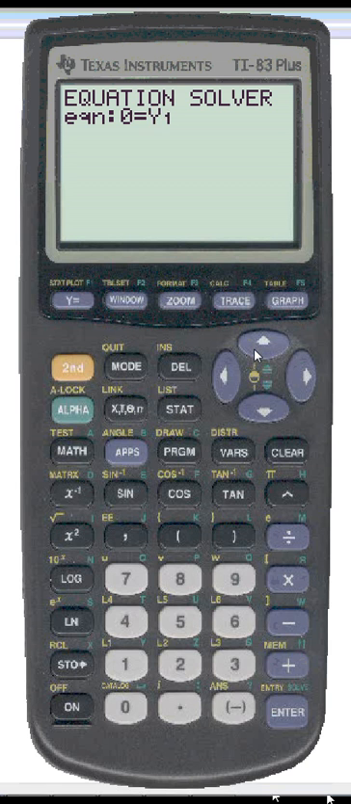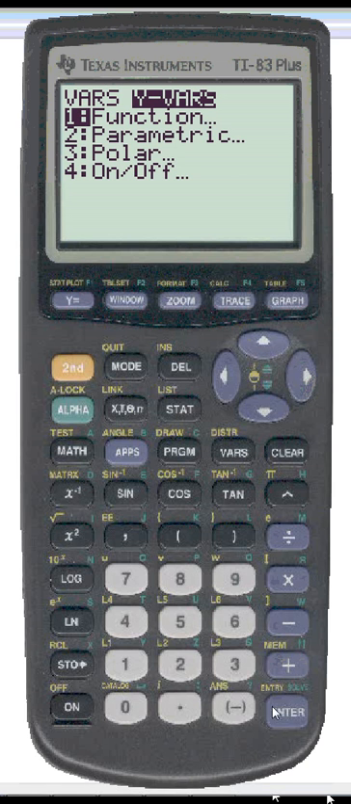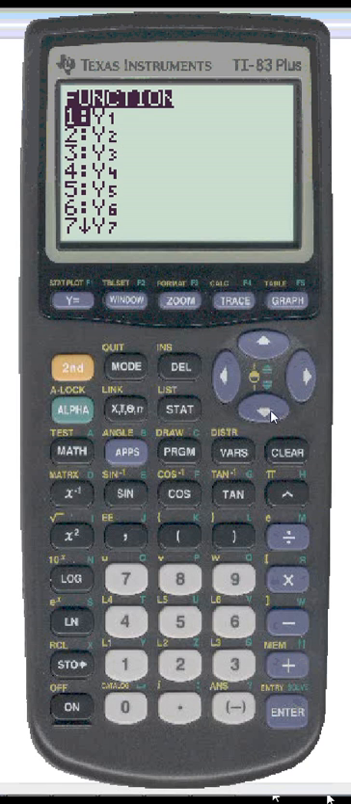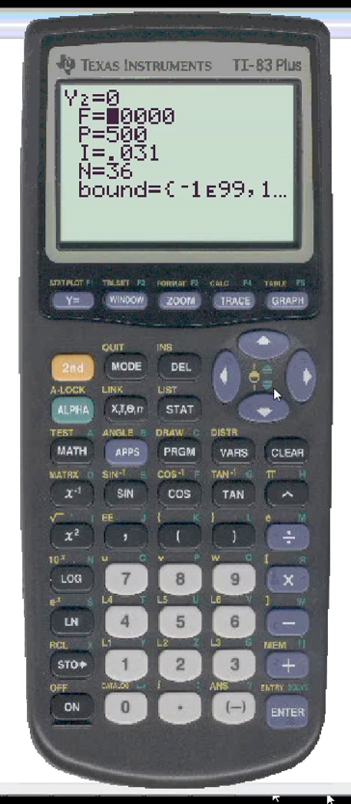My future value equation is in y2, so again, I just do vars over to yvars, select function, and I want to put y2 in there this time. So when I hit enter there, now all of a sudden I've got the variables for F, P, I, and N. So let's say I wanted to put $500 per quarter into an investment that earned 7% compounded quarterly.